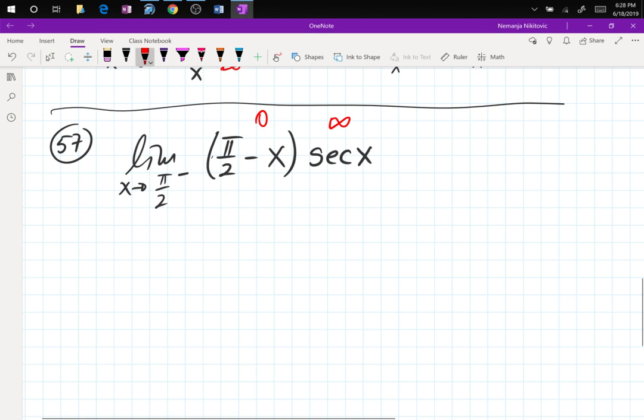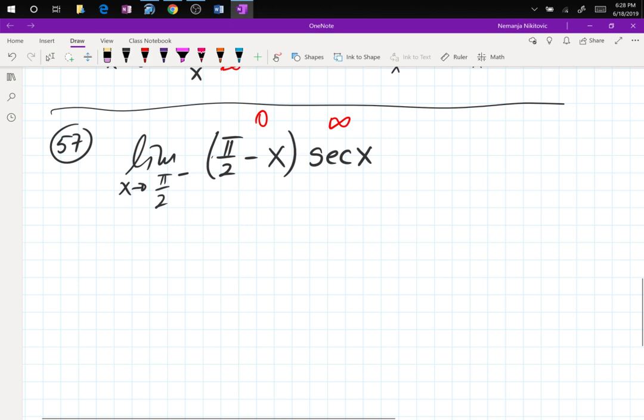How does that go again? When you plug in pi over 2 for each x, the parentheses is going to give you 0, pi over 2 minus pi over 2, and then secant of pi over 2 will be its vertical asymptote. Yes, because cosine has a 0 there, that means secant has a vertical asymptote.